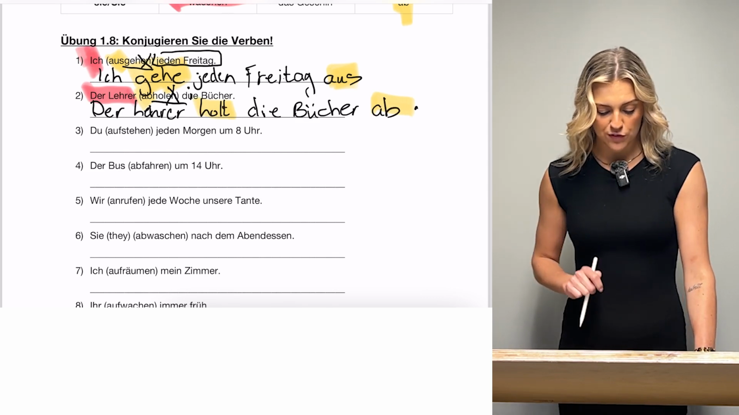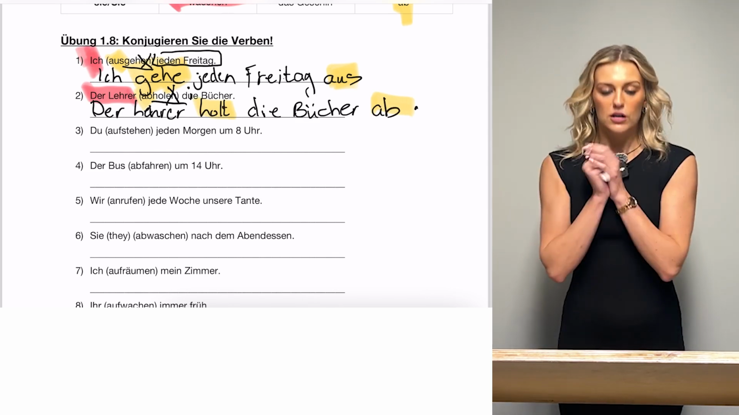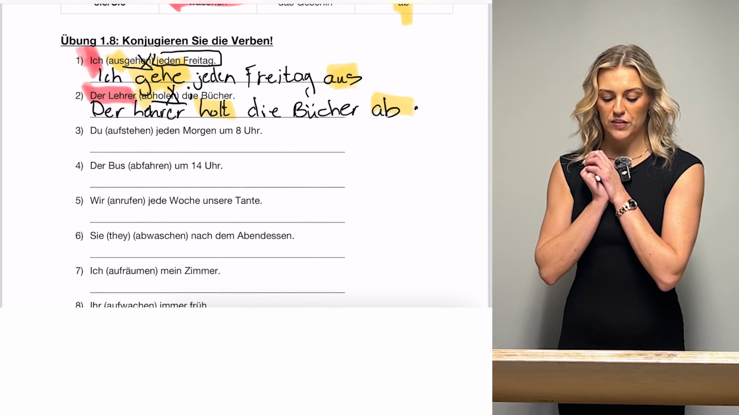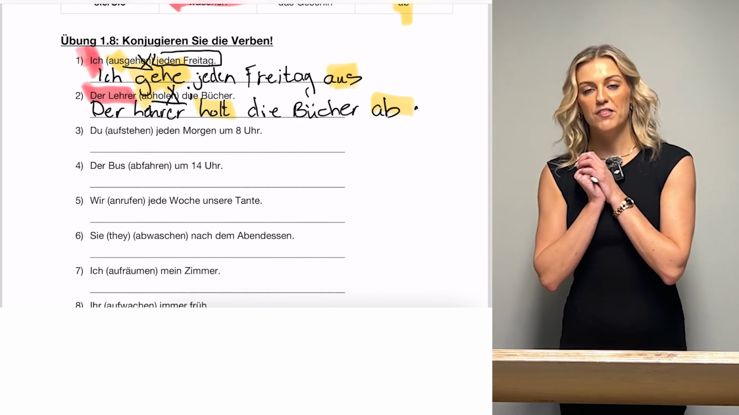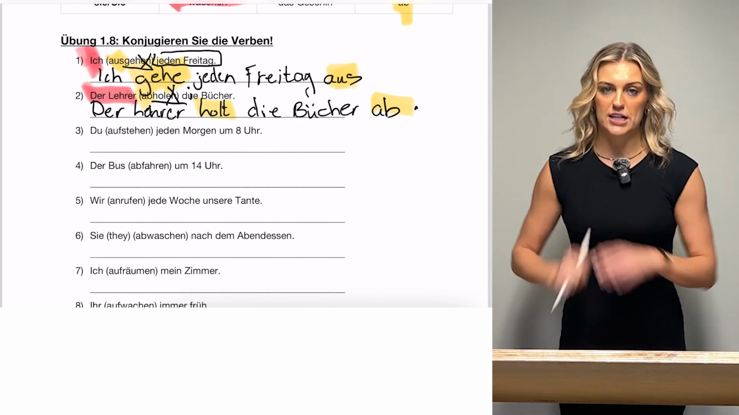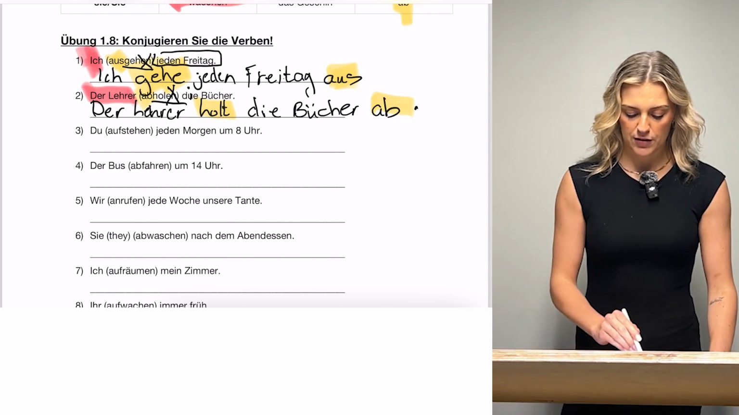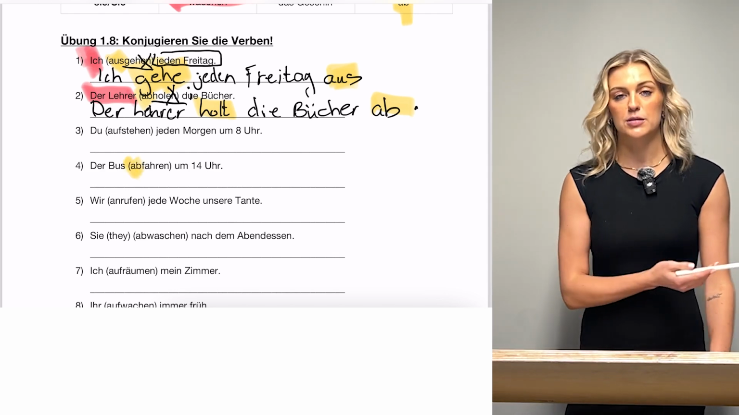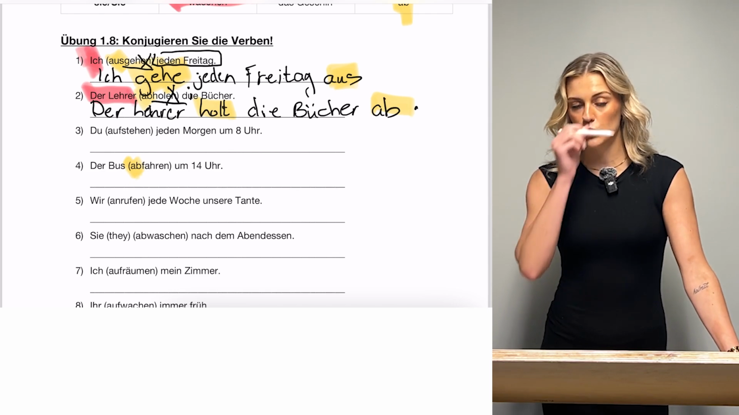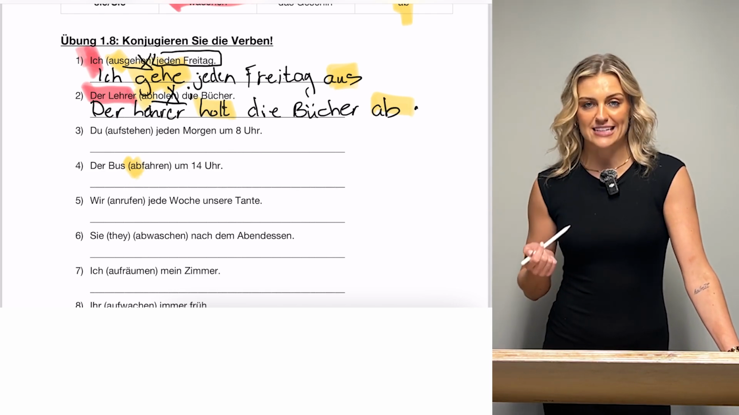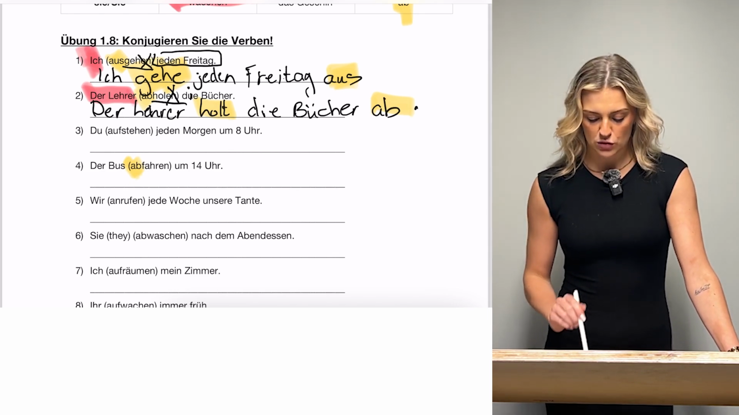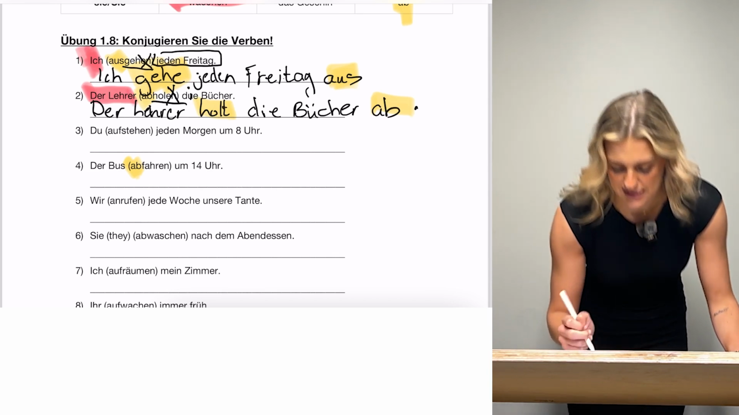I'm going to go into number 4 here. Okay, we'll just do a few more. So number 4, der Bus something 14 Uhr. The bus, abfahren is the verb to depart, okay? The bus departs at 4 o'clock. So I have the verb abfahren, it's separable because ab can be used by itself as a preposition, has its own individual meaning, and also it's not one of my 8 inseparable prefixes. So ab is going to go at the end of the sentence, okay?